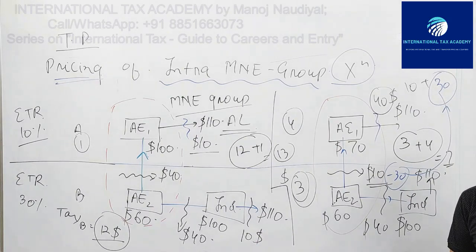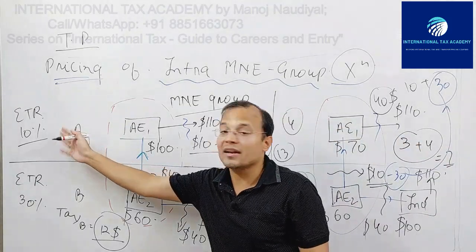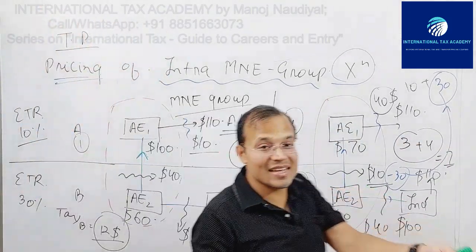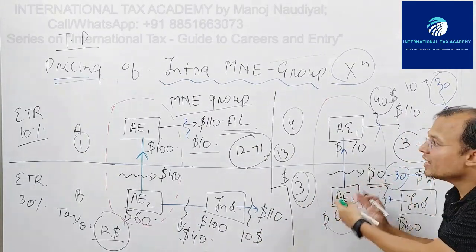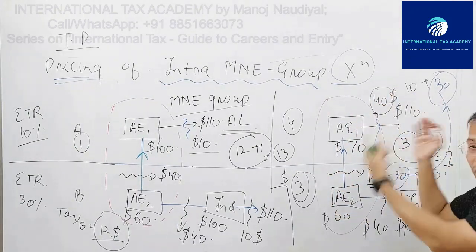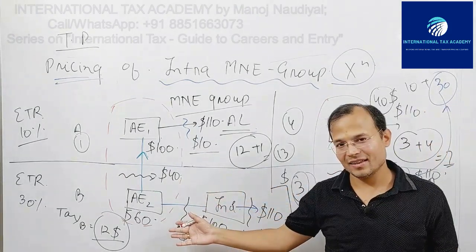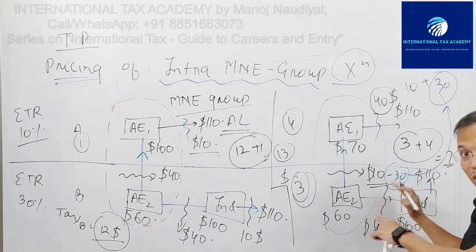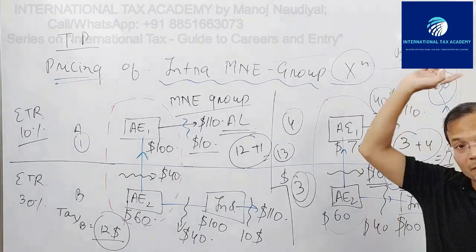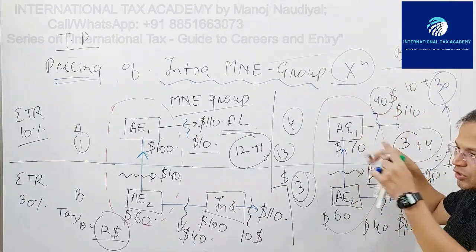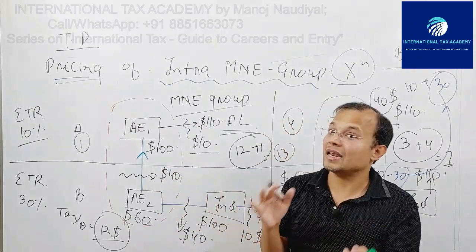Why has this been transferred? This has been transferred in order to take advantage of the low tax prevailing in country A. This is an example of profit shifting. Profit has been shifted from country B into country A. And this shifting of profit leads to the tax base erosion in country B. So this is base erosion and profit shifting. Remember this word, BEPS. How did this BEPS, base erosion and profit shifting, occur? This occurred because of this clever transfer pricing.